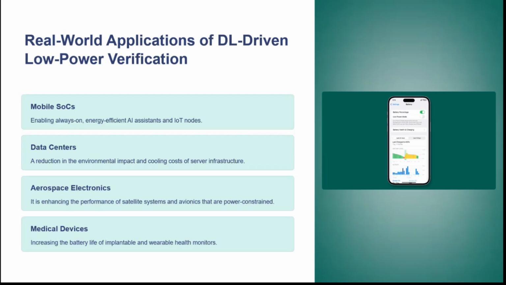A few of them are mobile SoC, data centers, aerospace electronics, and most importantly medical devices. The various kinds of wearable devices are going to come into the market in the near future. Definitely each and every one of these is indirectly going to support the semiconductor industry.